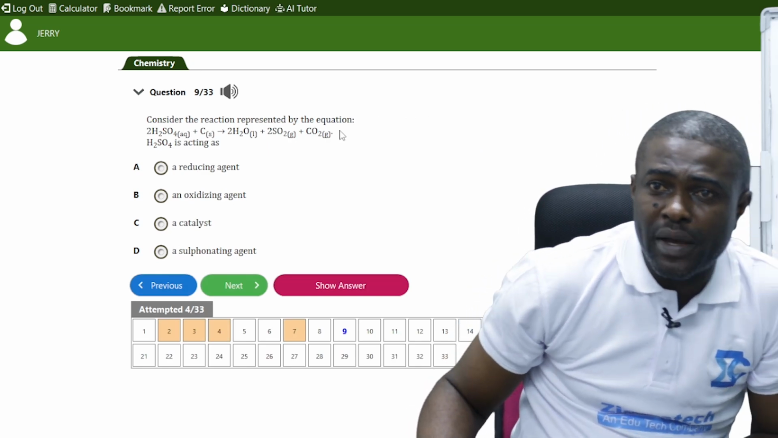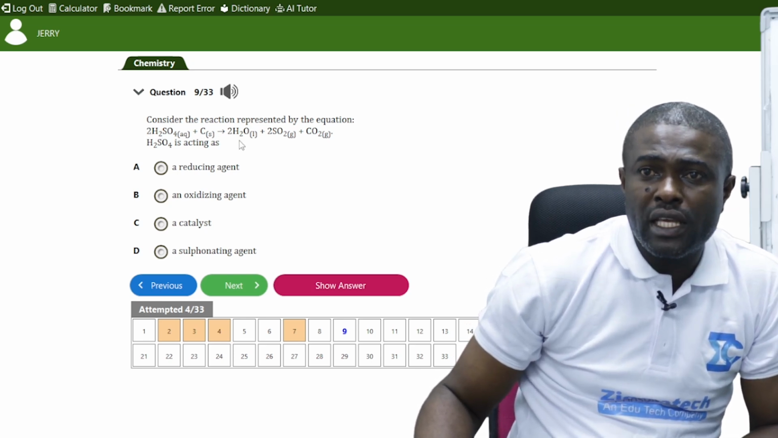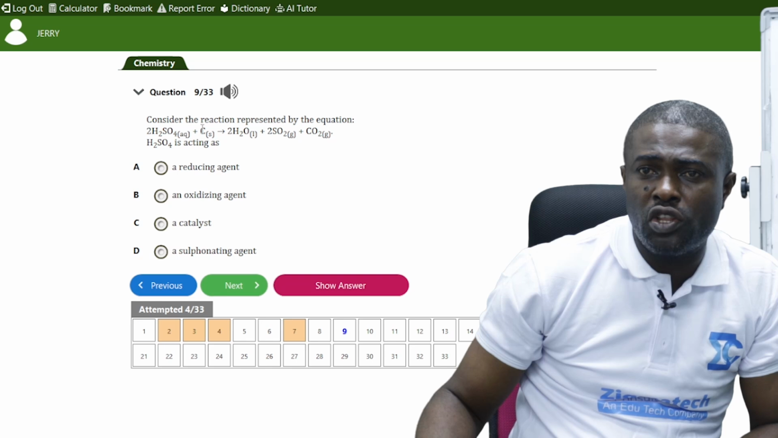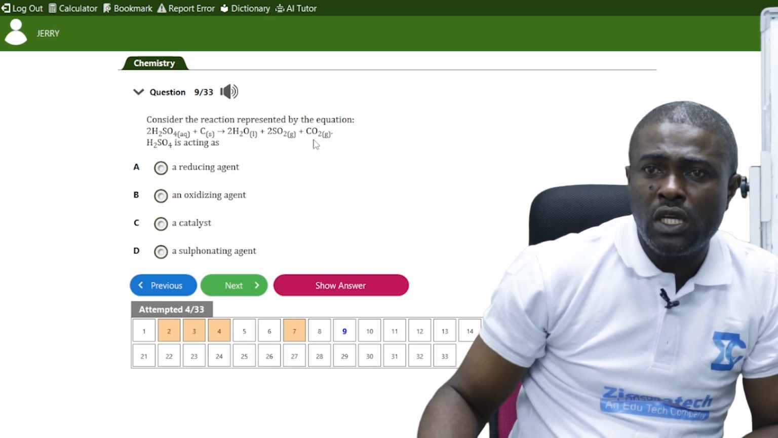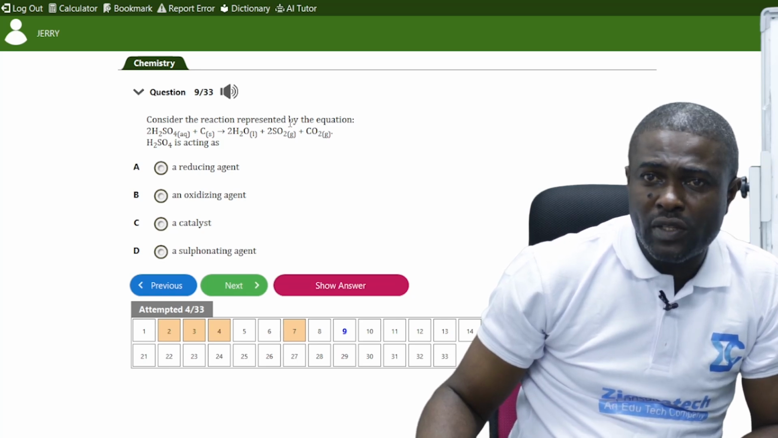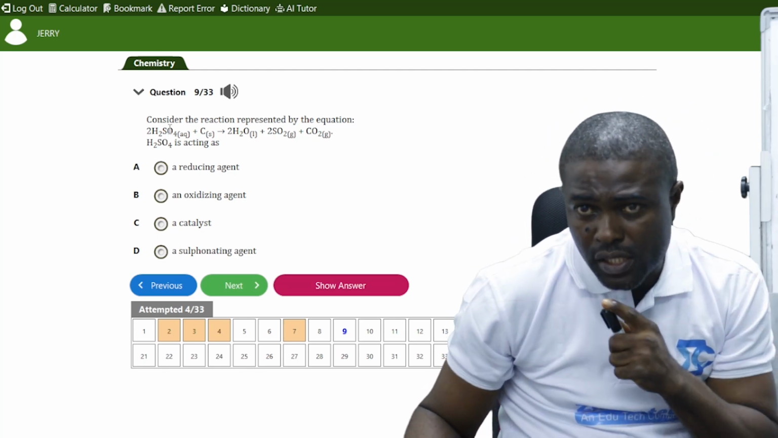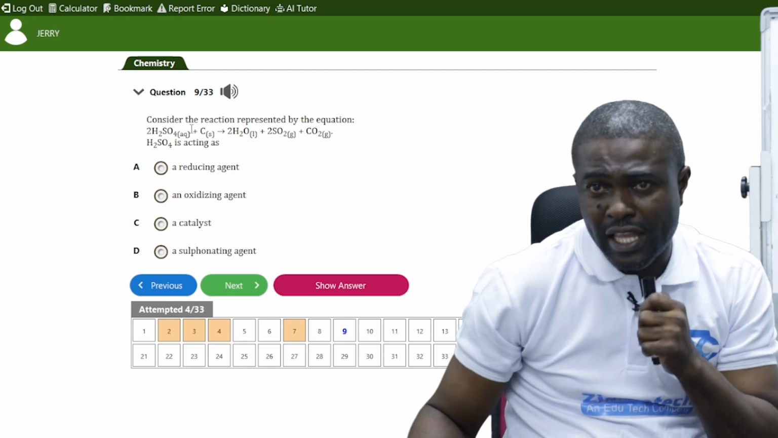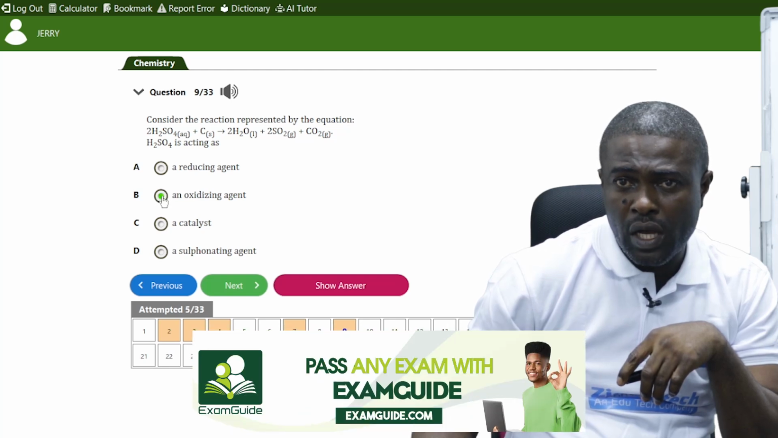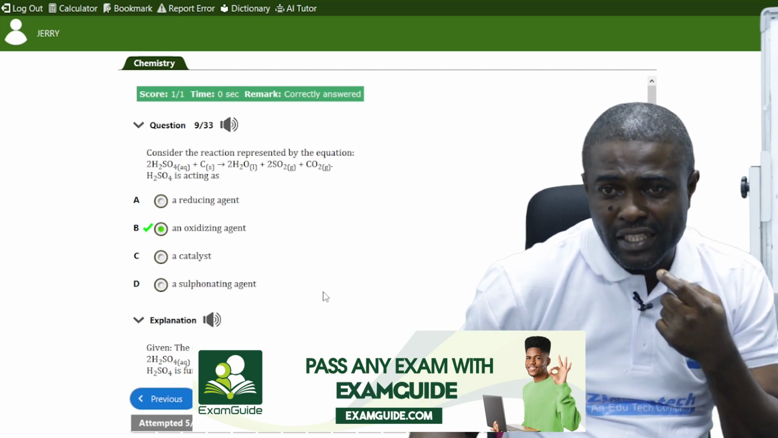So let's look at this one. Consider the reaction represented by the equation. This is tetraoxosulfate(VI) acid reacting with coke. That gives us water, carbon(IV) oxide and sulfur(IV) oxide. You can now see that carbon moves from oxidation number 0 straight to +4, because what I have here is carbon(IV) oxide. So tetraoxosulfate(VI) acid, which is H2SO4, is an oxidizing agent. It oxidizes carbon to carbon(IV) oxide. That is option B. Let's check our answer. An oxidizing agent. Fantastic. That is correct.